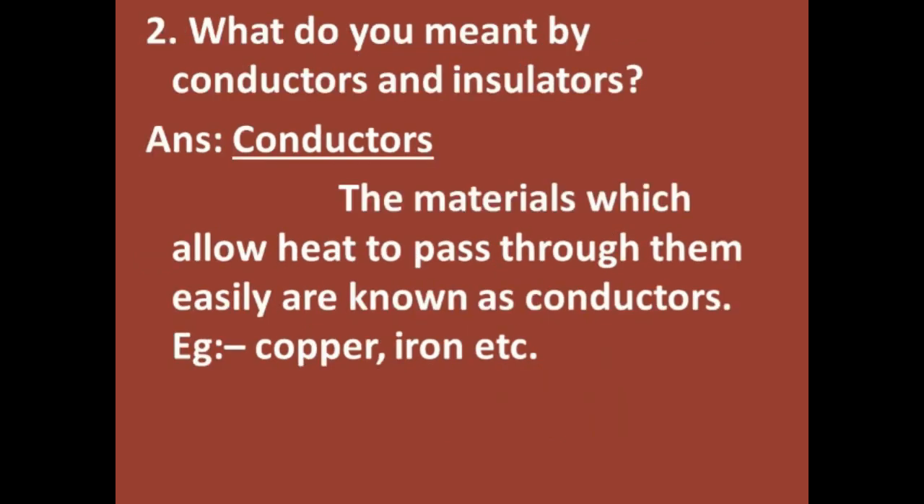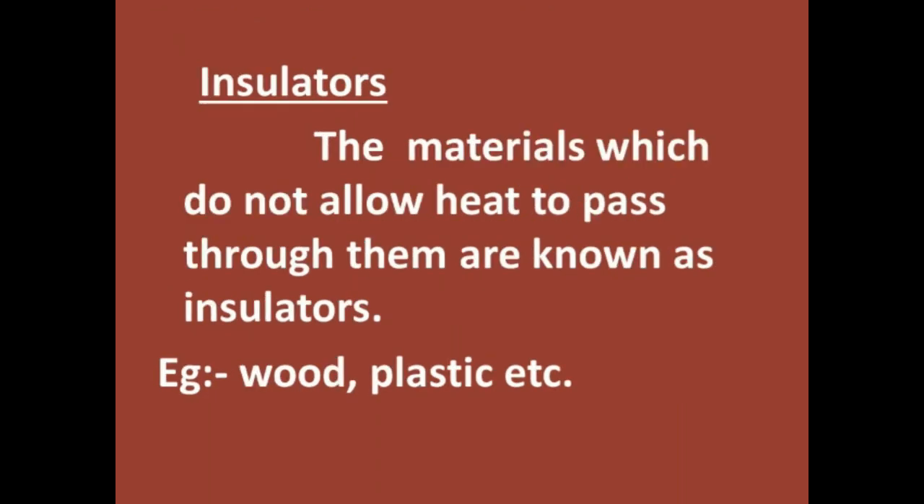Second, what do you mean by conductors and insulators? Answer, conductors: the materials which allow heat to pass through them easily are known as conductors. Example, copper, iron, etc. Insulators: the materials which do not allow heat to pass through them are known as insulators. Example, wood, plastic, etc.